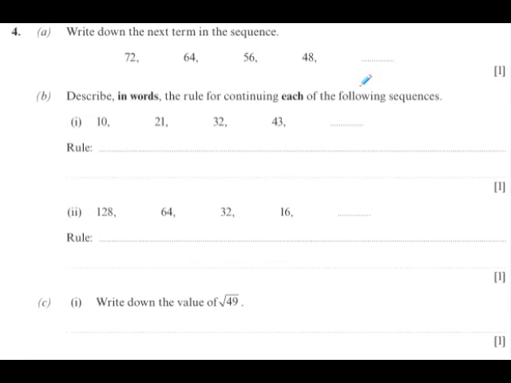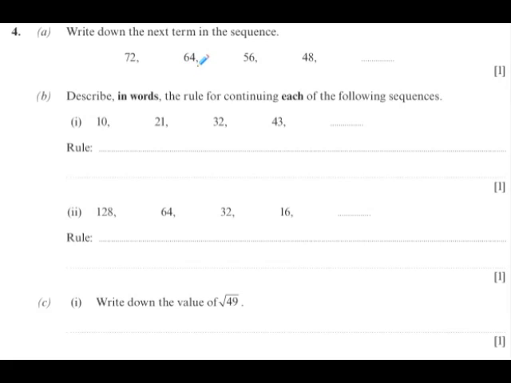So this is a question testing your ability to understand sequences. They're rarely going to make these questions very difficult. So what you want to do is start by finding the gap between these. In a lot of cases, the gap will be the same.